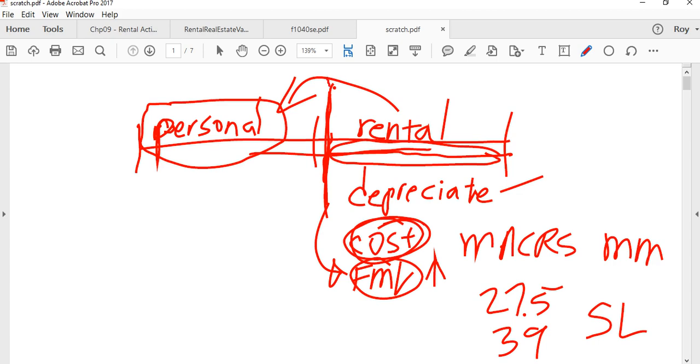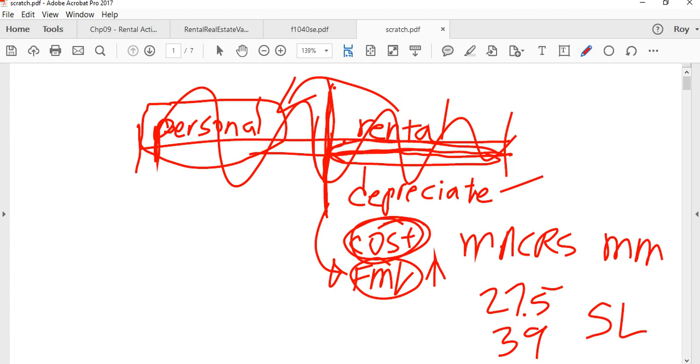I wouldn't just assume that you take a proportionate part of the year. Like, let's say this is the middle of the year. I wouldn't just take half of the cost and treat it as rental versus personal. You should actually keep track of the time it's rental and take the actual cost during that period as your deduction.